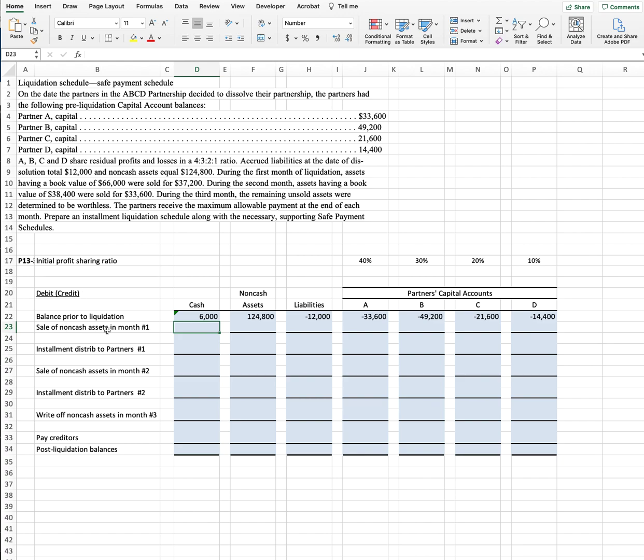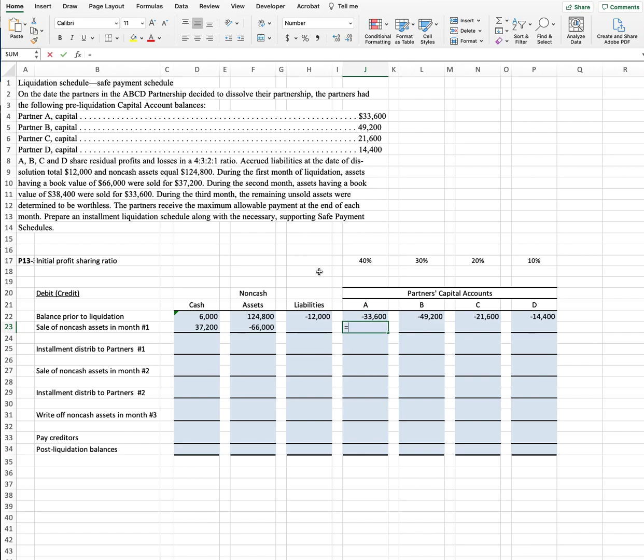So then the sale of non-cash assets in month 1. It says during the first month of liquidation, assets having a book value of $66,000 were sold for $37,200. And so we can put the $37,200 here. The assets were reduced by $66,000. Okay, and the difference of that will be distributed to each partner.